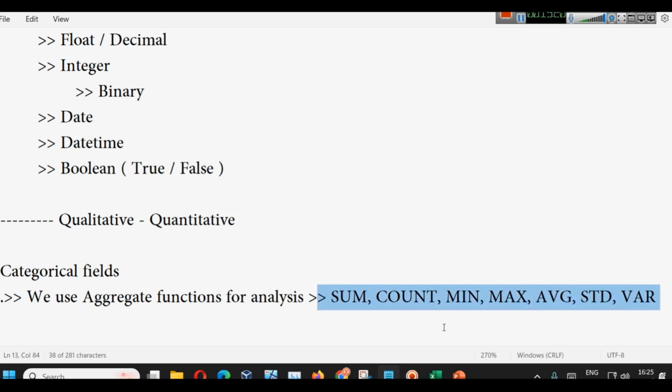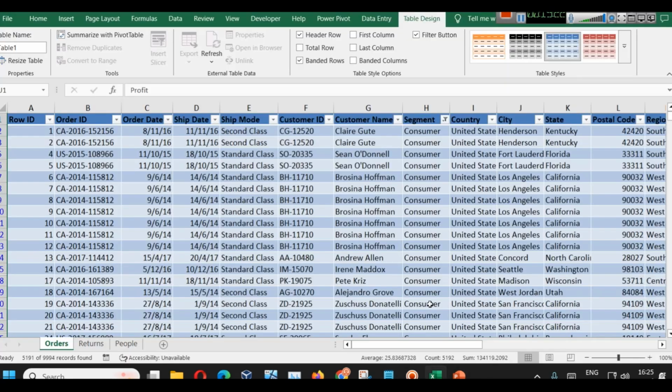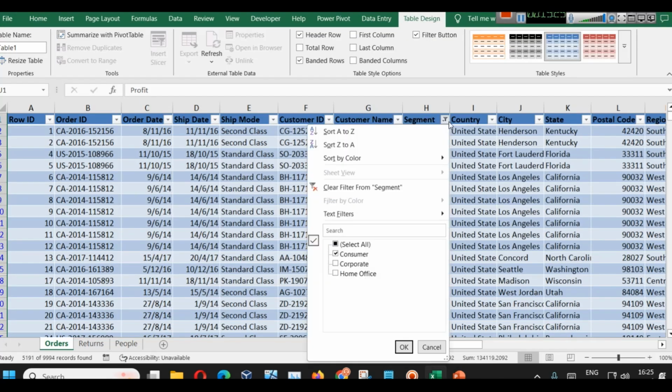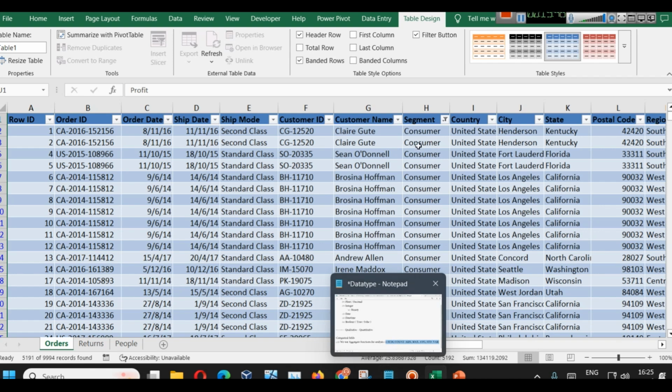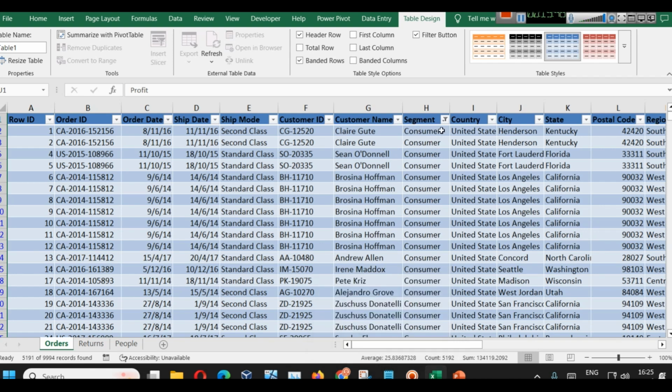These are possible with categorical values when we have to see it for every unique value of that field, right? You can also count them, like how many consumers are there, how many corporates are there. So that is an important thing. And that's why bar charts and pie charts are created with these categorical fields more, right?